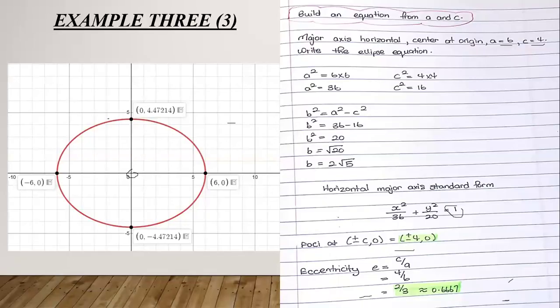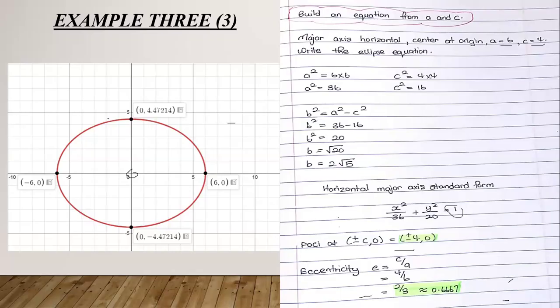The next thing we needed to do was calculate our foci. We have our foci equal to plus or minus c, 0, which is plus or minus 4, 0. So one point is (4, 0) and the other point, sorry, is (-4, 0).